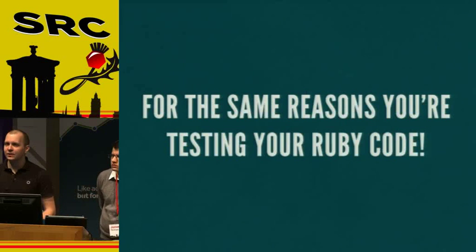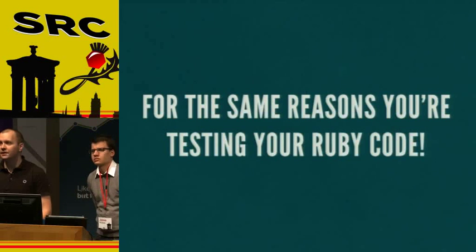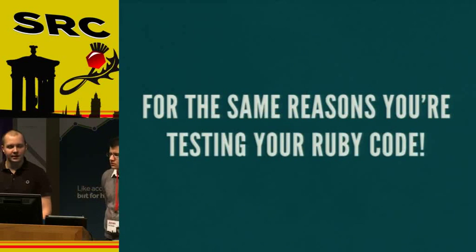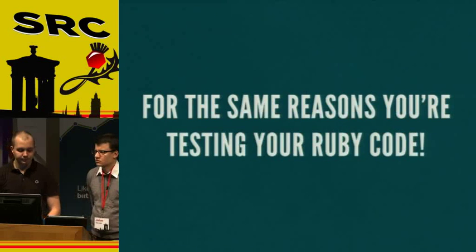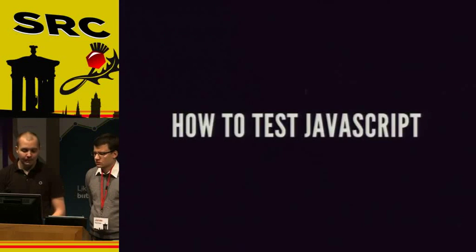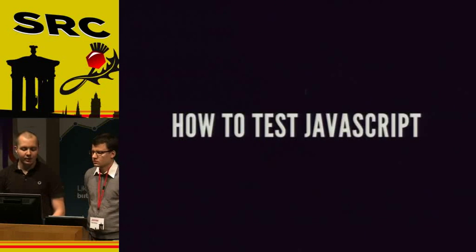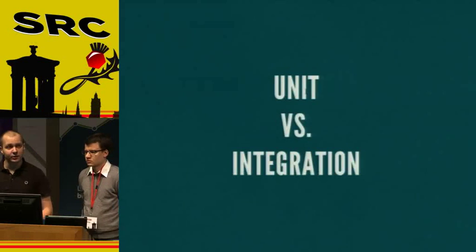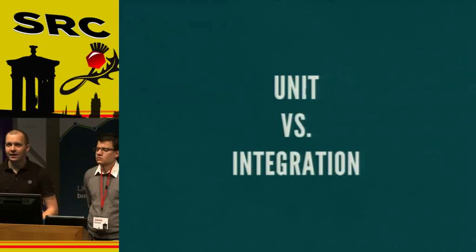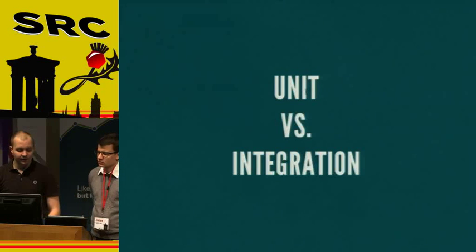So what it comes down to is that we're testing our JavaScript code for the exact same reasons that we're testing our Ruby code. It's in no way, shape, or form different, really. It's all about having confidence in our code and better design. But how do we do it? What level should we test it at? We're going to talk about two different levels, really, and that's unit tests versus integration tests. And that'll cover most of it.